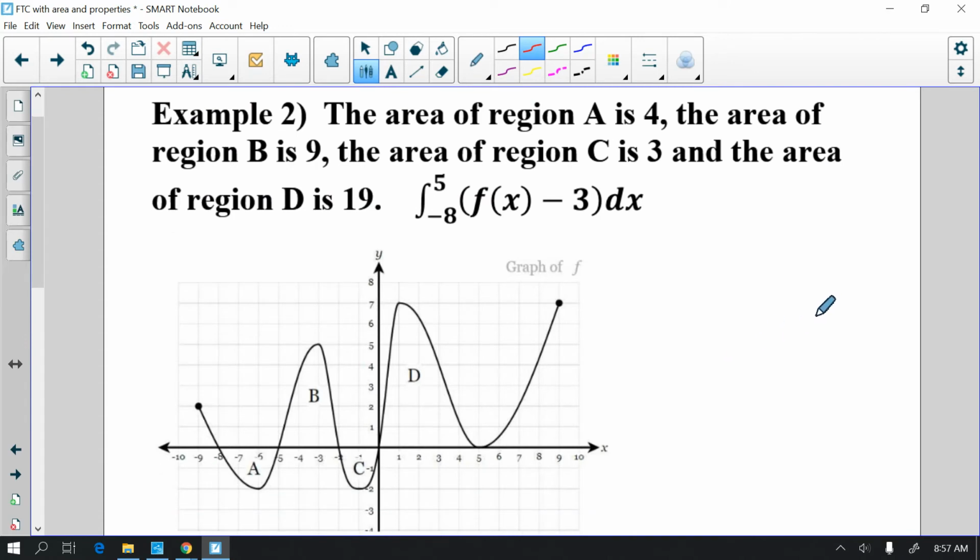Same graph. I'm going to go through and label all that. So again, you don't have to redraw the graph. So you've got, this would be your -4 again. This one here is 9. This is -3. And this one here is 19.